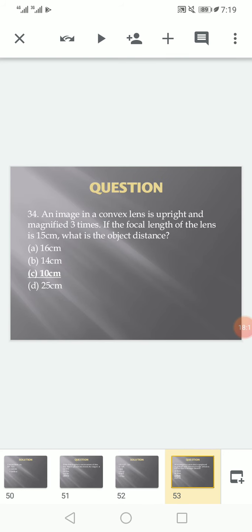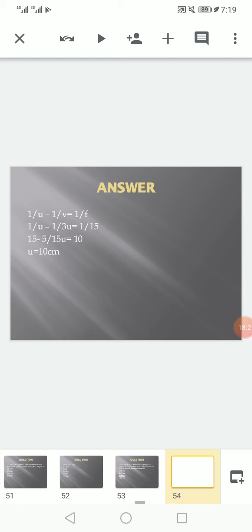An image in a convex lens is upright and magnified 3 times. If the focal length of the lens is 15 centimeters, what is the object distance? The object distance is 10 centimeters. Also, if we use 1 over U minus 1 over V equals 1 over F, and do all the manipulation, our U will give us 10 centimeters.